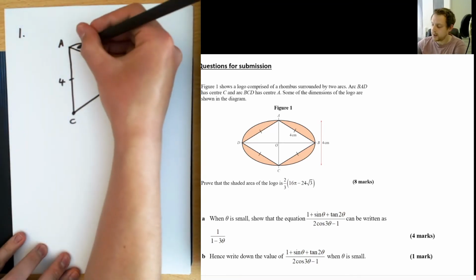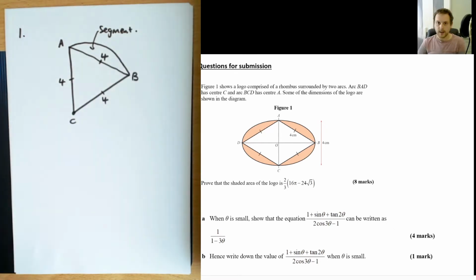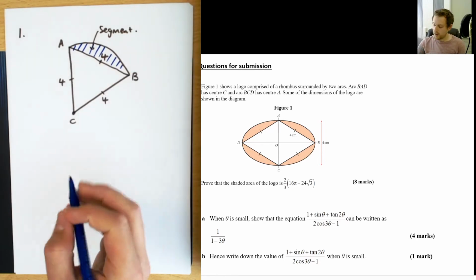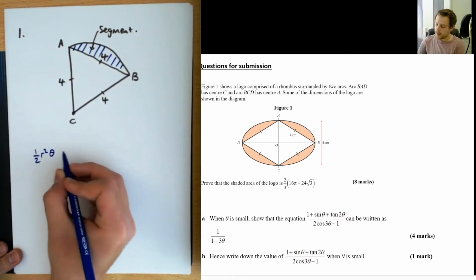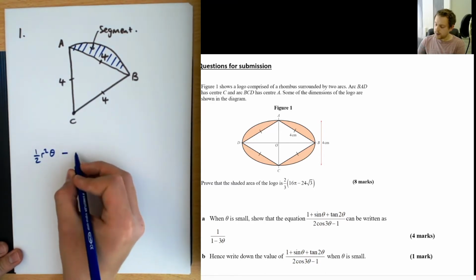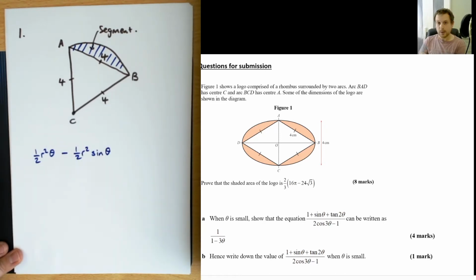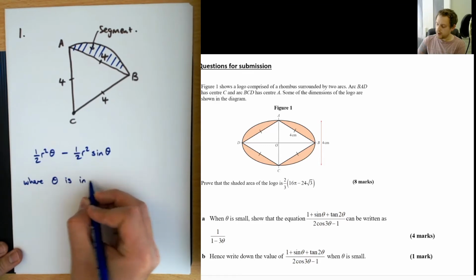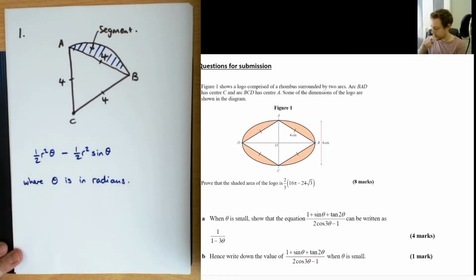So this is a segment. So what I'm going to do is get an answer for this segment, then times it by 4. So I'm going to do a half r squared theta minus a half r squared sine theta, right? That's what I'm going to do, where theta is in radians. I'm going to get my answer and then times it by 4.